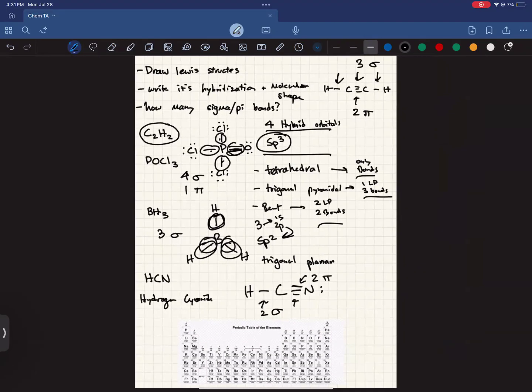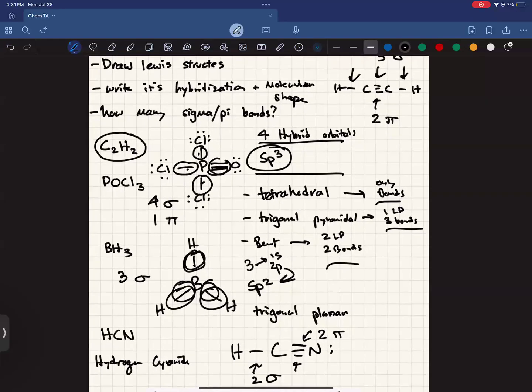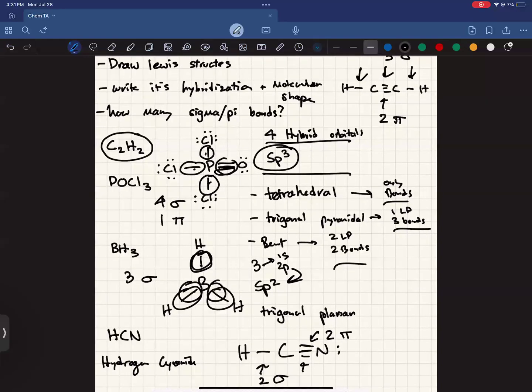Does this make sense to you guys? Any more questions on hybridization? I think I covered everything there that you would want to know.